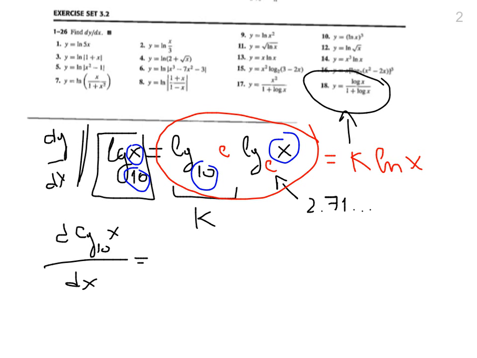Now we know how to do this, because this is the derivative of k ln of x. This is a constant, so it can go out, and this is just the derivative of the natural logarithm of x, which we know is equal to 1 over x. Okay, so this is the first step. We can now easily compute the derivative of the logarithm in base 10 of x. It is just k over x.